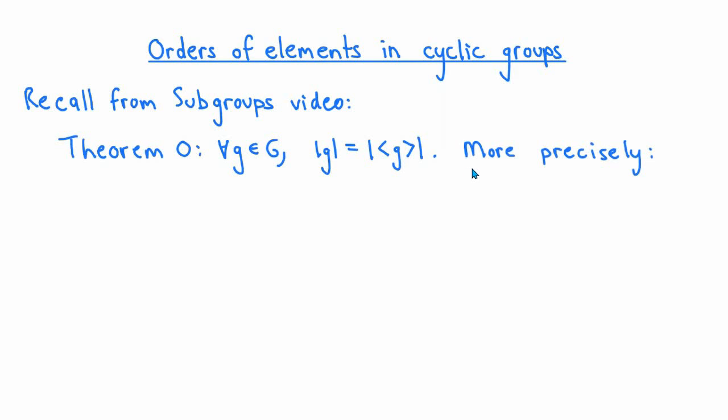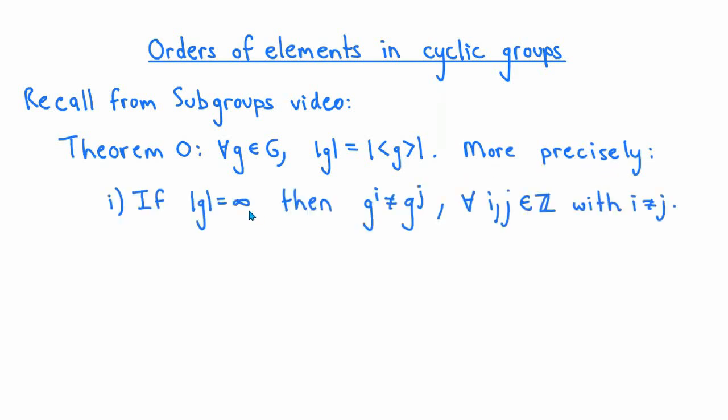And in fact, we proved an even more precise version of this statement, which has two parts. The first part says that if the order of the element little g is infinite, then all of the distinct powers of little g are different from each other.